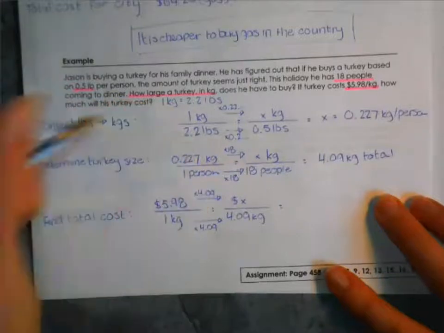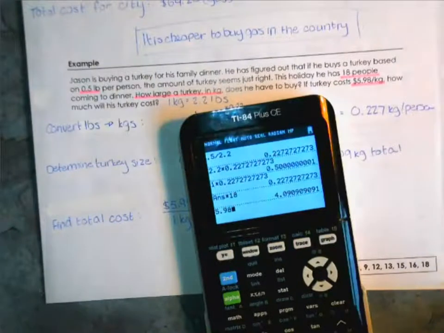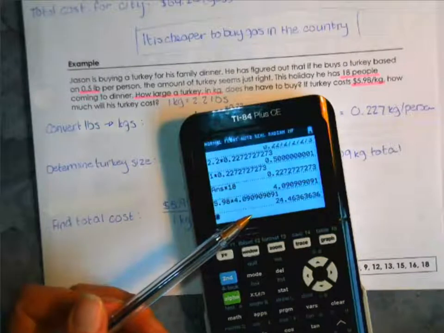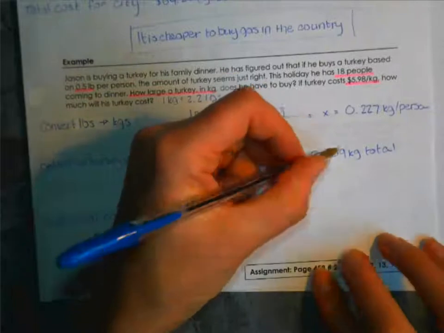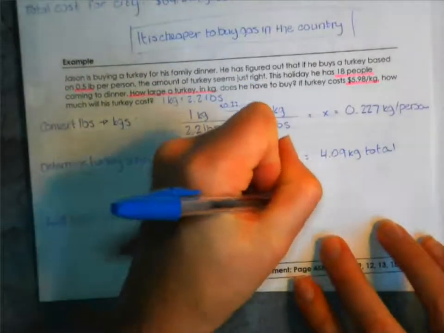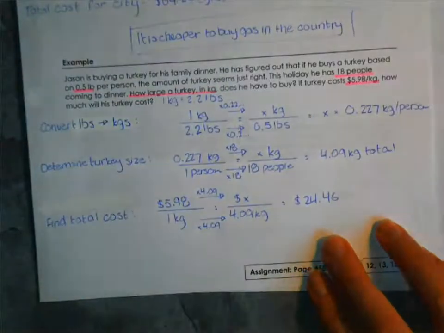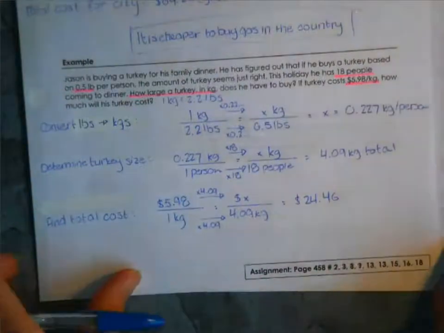Okay, so we're going to do 5.98 times 4.09, again keeping the full number value so that I'm as accurate as possible. So 24.46. And now, because I'm at my final answer, I can round it off. $24.46, right? So just using the same number of decimal points as you would find in dollars and cents, obviously.